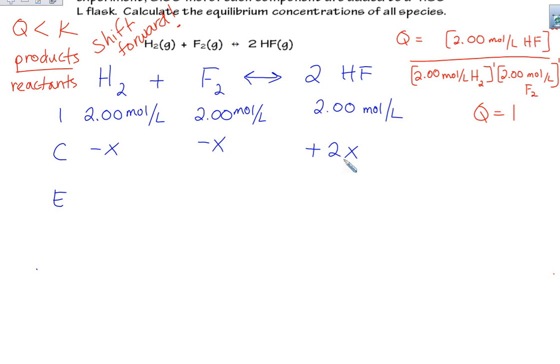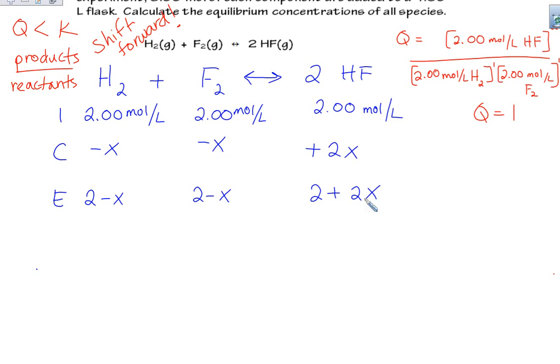It's probably one of the most common things that people will miss on an equilibrium problem. And then they'll just slap themselves in the face because they're like, oh my gosh, I knew that I needed to change it by that ratio, and they just accidentally forget. Oh yeah, that's 2x. We know we're shifting forward, so the products will increase, the reactants will decrease. But remember to change by the ratio in the balanced equation. So at equilibrium, this will be 2 minus x, 2 minus x, and 2 plus 2x.